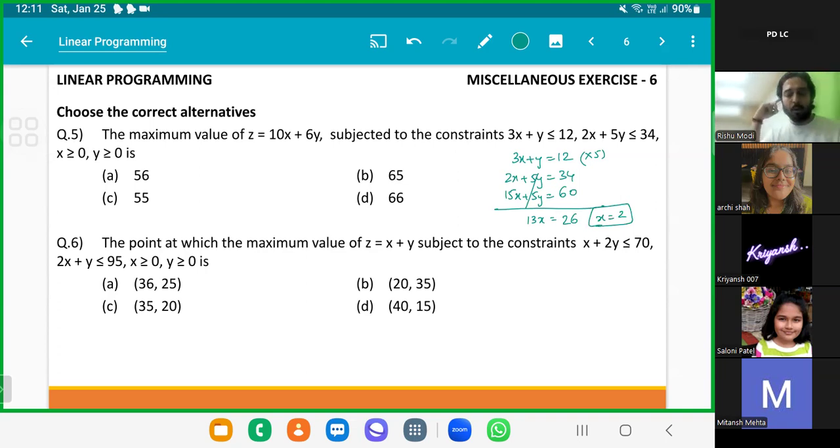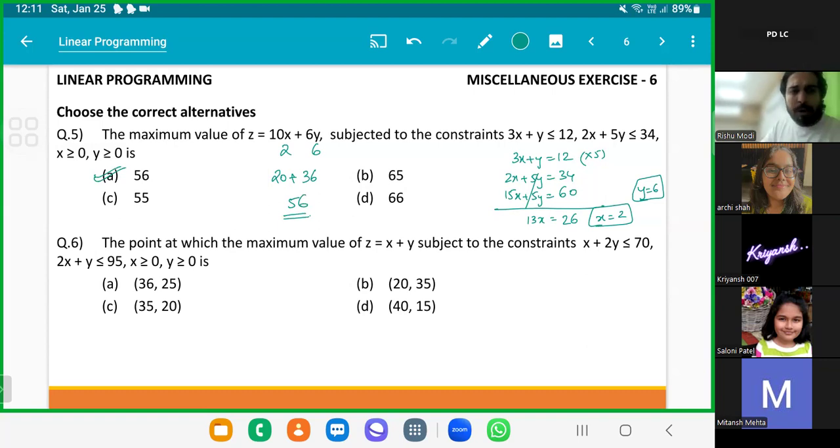If x is equal to 2, y will be equal to 6. Substitute 2 and 6 in this, you will get this value as 20 plus 36, which is equal to 56, which is your option A. So question number 5, your answer will be option A at the point 2, 6. Similarly, question number 6, chalo, I give you 2 minutes.